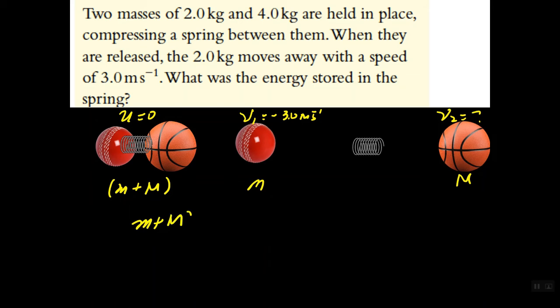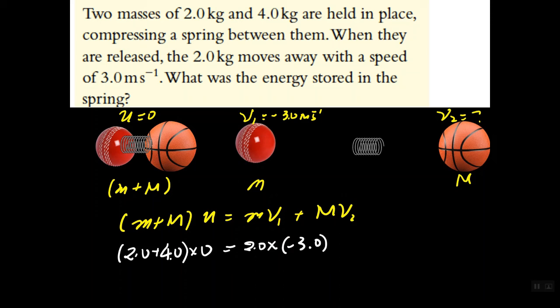Total mass times u equals m1v1 plus m2v2. Initial momentum is 0. 2 times minus 3 meters per second as the velocity of the small mass moving to the left, plus the larger mass, 4 times v2, and v2 equals 1.5 meters per second. That means the larger mass is moving to the right.